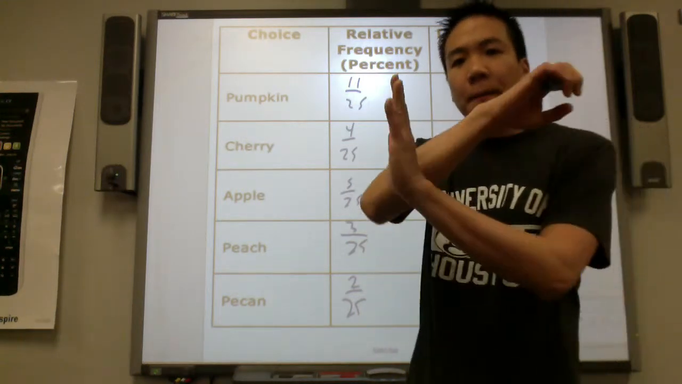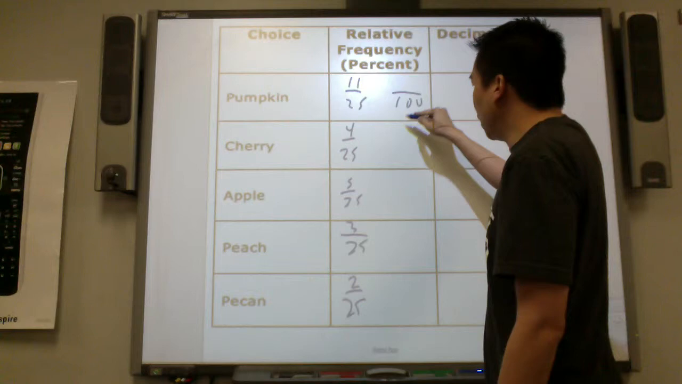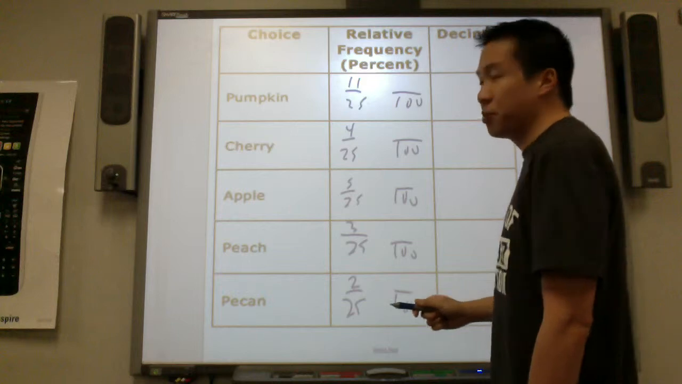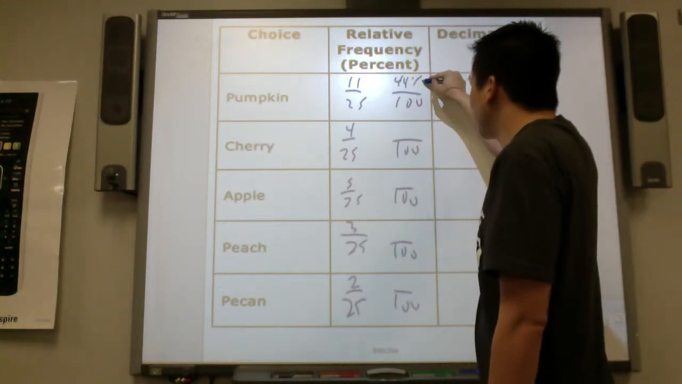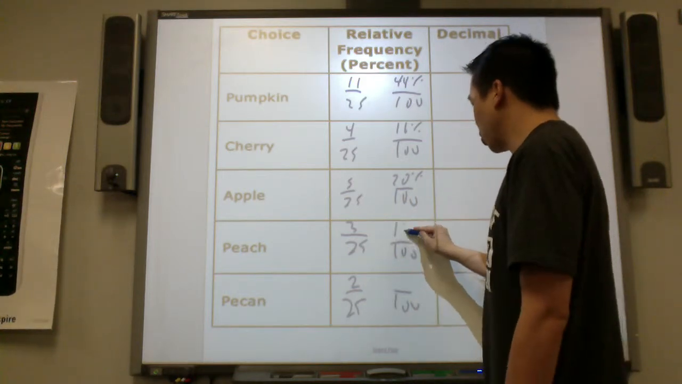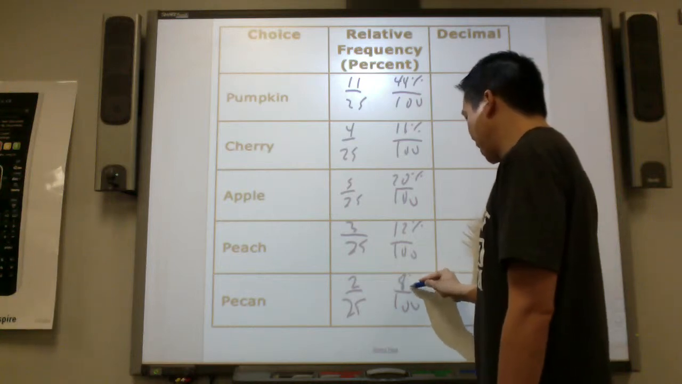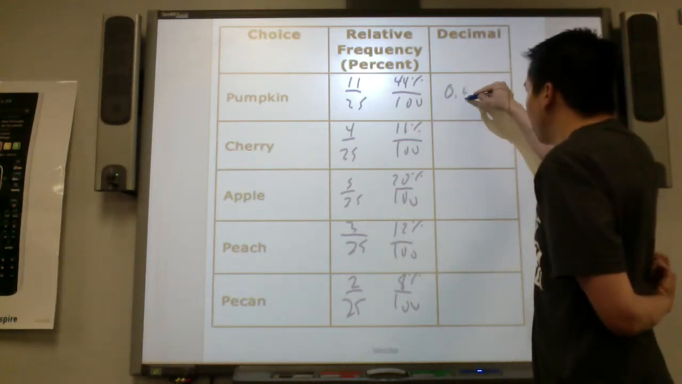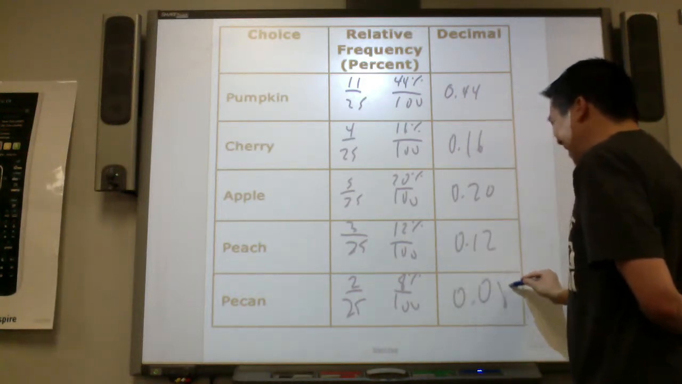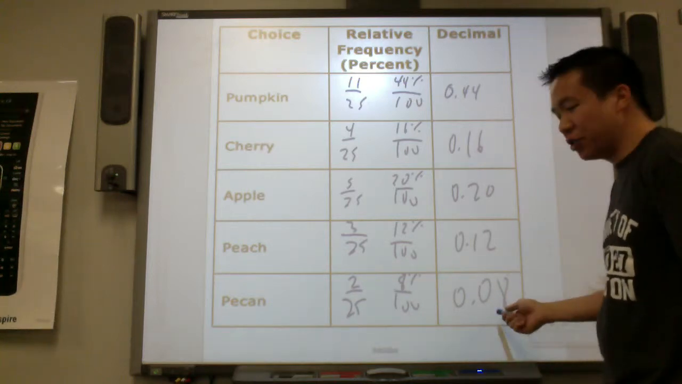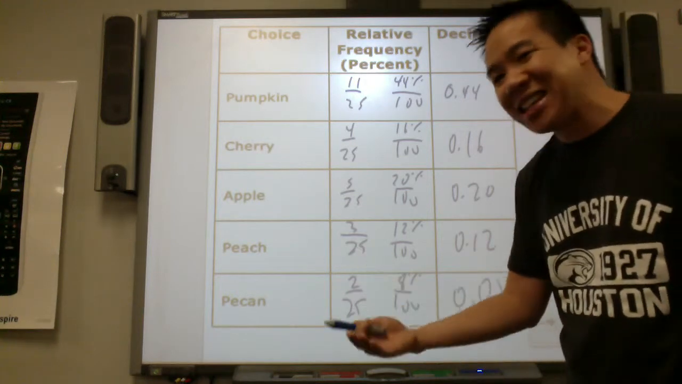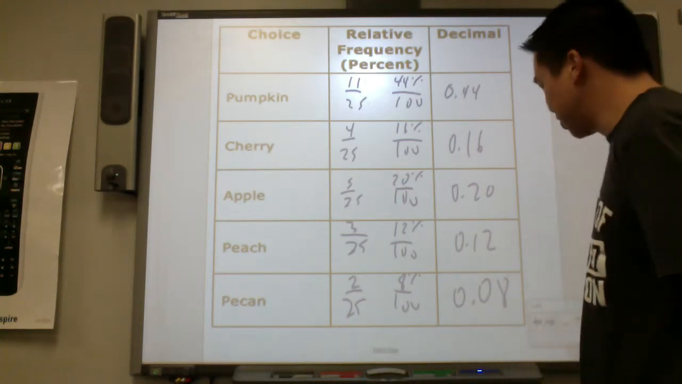So percent means, again, what? Per 100. So we have to build it up from 25 students to 100%. That's times 4. That's 44%, times 4, 16%, times 4, 20%, times 4, 12%, times 4, 8%. What are the decimal equivalents? 0.44, 0.16, 0.20, 0.12, 0.08. As a reminder, this is 0.08. If you had written 0.8, that's really 8 tenths. 8 tenths is 80 hundredths.